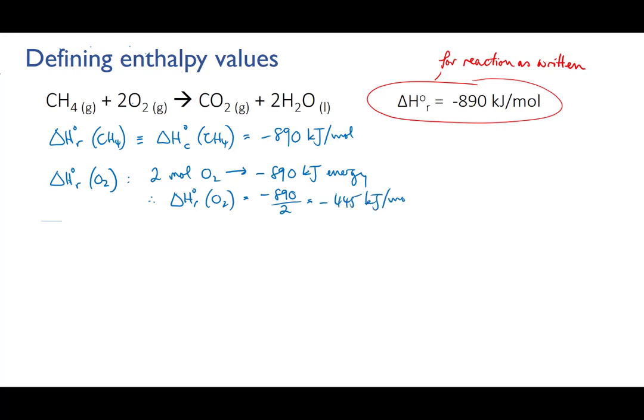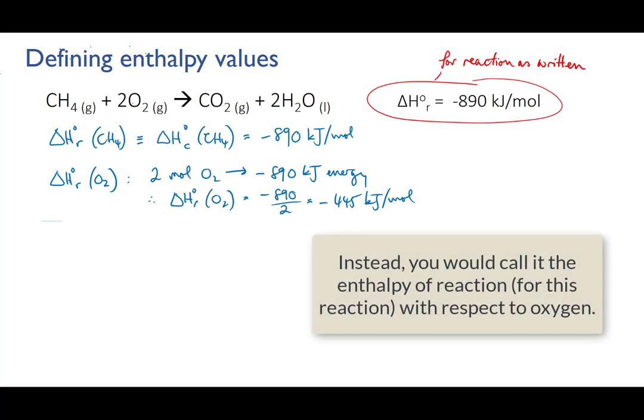We wouldn't call this the enthalpy of combustion of oxygen, since the oxygen is not combusting. It is what is needed to make the fuel combust. It's what's called an oxidizing agent. More on this when you do redox reactions.